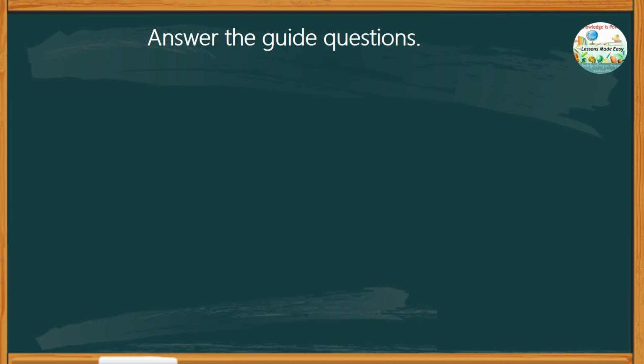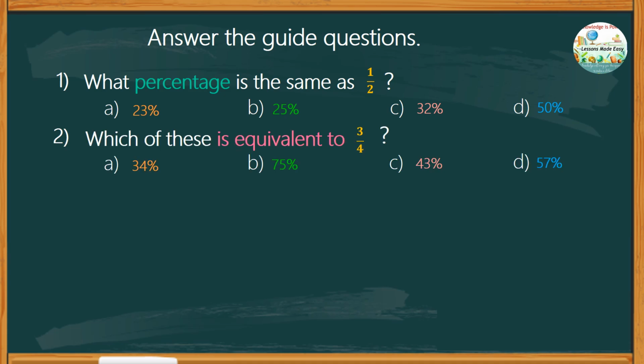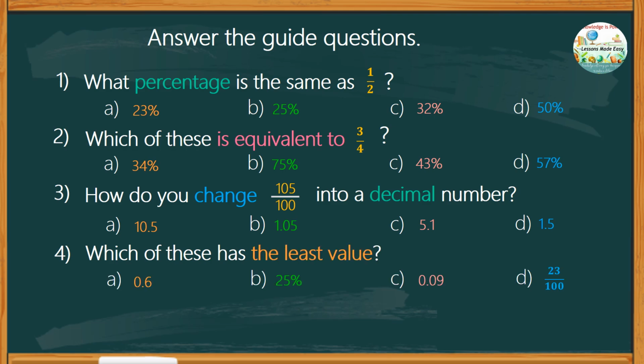This time, let's try to answer the guide questions. You can always pause this video if you need more time. Here's the first one. What percentage is the same as 1/2? Number 2, which of these is equivalent to 3/4? Number 3, how do you change 105 over 100 into a decimal number? Number 4, which of these has the least value? And number 5, which of these has the greatest value?